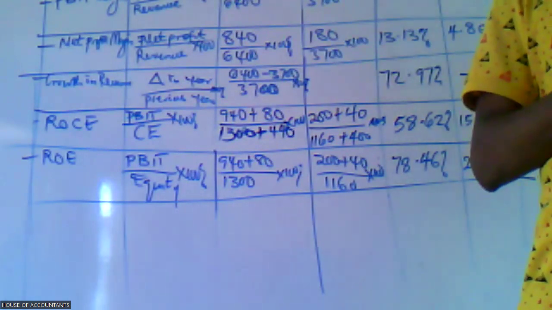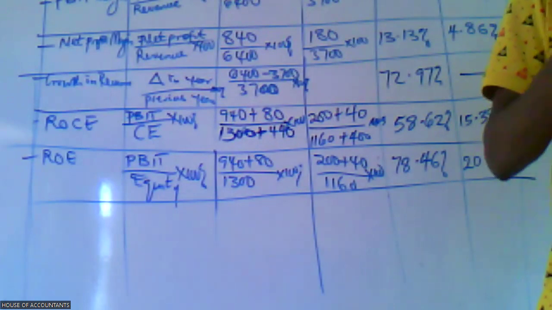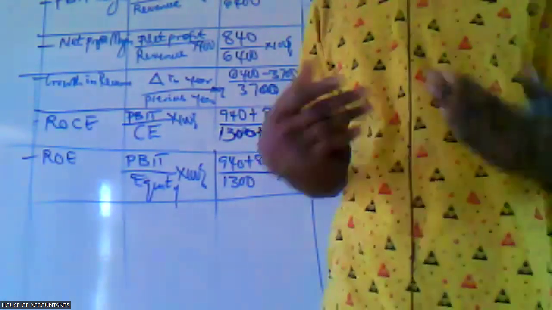And always look at the marks allotted. If the marks don't make sense, don't do those things. It is not for 20 marks.